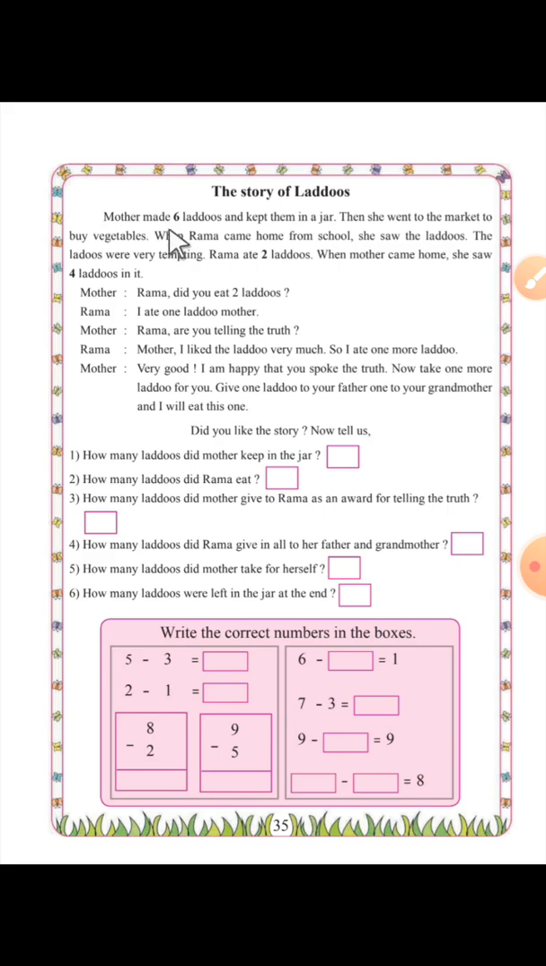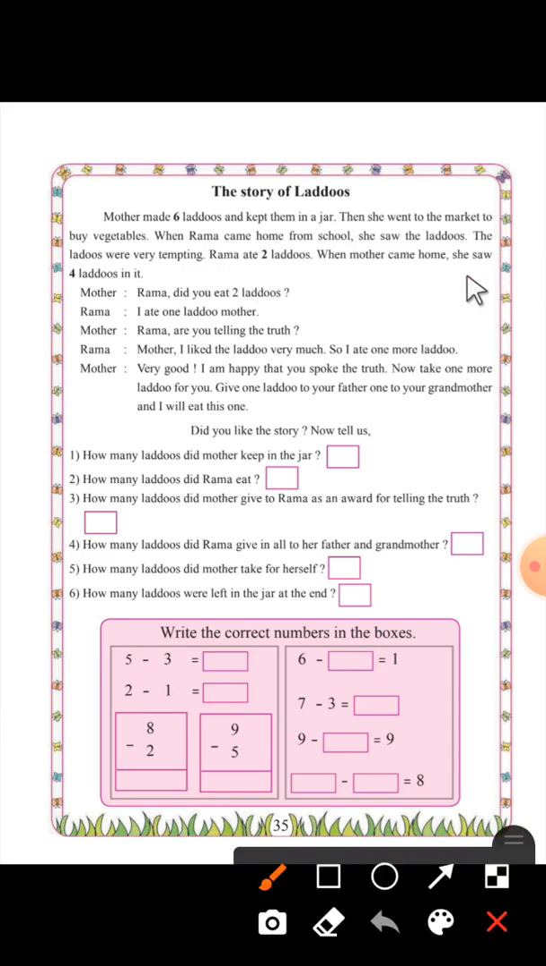Here, mother made 6 laddus. From these 6 laddus, 2 laddus Rama already ate. From 6, Rama ate 2 laddus. So we will minus 2. So how many laddus will remain in the jar? 4.